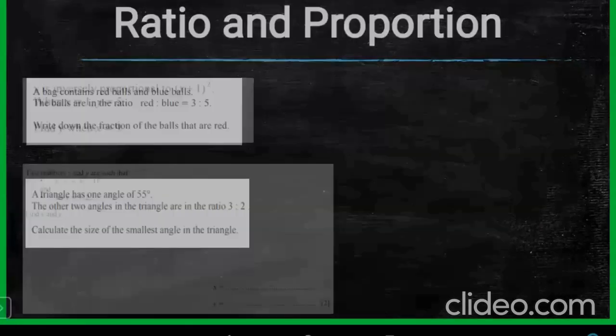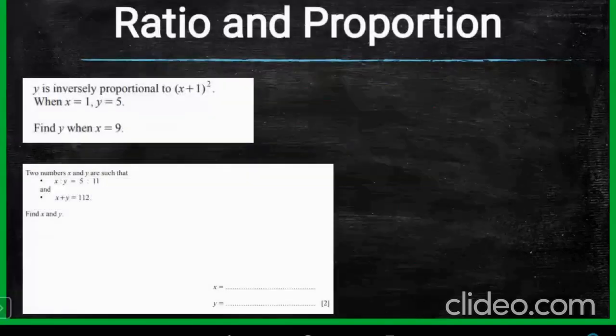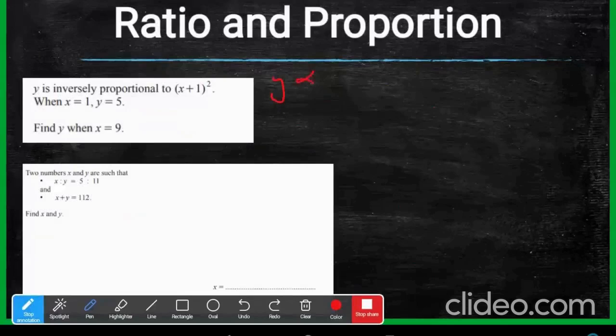So y is inversely proportional to (x plus 1) whole square. This is the question we have: x equal to 1 and y is equal to 5. First, we need to remove the proportion sign: y equals k upon (x plus 1) whole square.